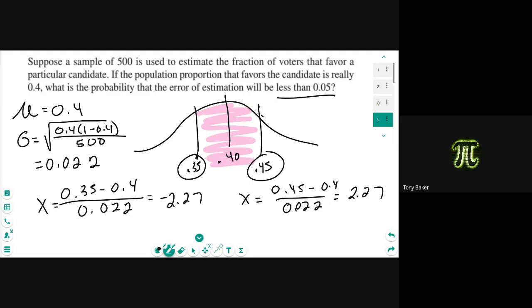And if you're going symmetrically on both sides, it should be the exact same z. One's positive, one negative, because you're going symmetrically. All right, find me my percentages for each of those.